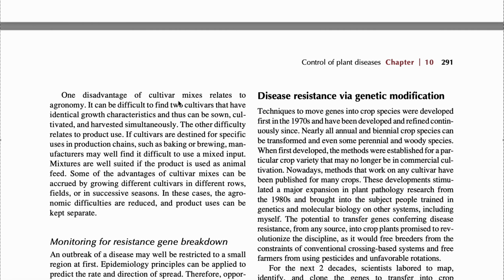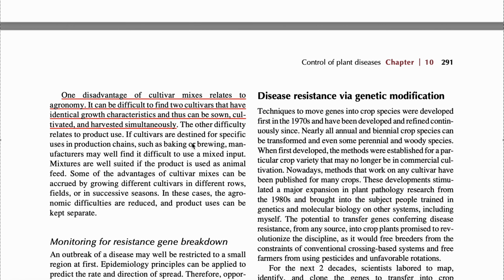One disadvantage of cultivar mixes relates to agronomy. What is this disadvantage? It can be difficult to find two cultivars that have identical growth characteristics and thus can be sown, cultivated and harvested simultaneously. This is one difficulty, fine. What is another? The other difficulty relates to product use.